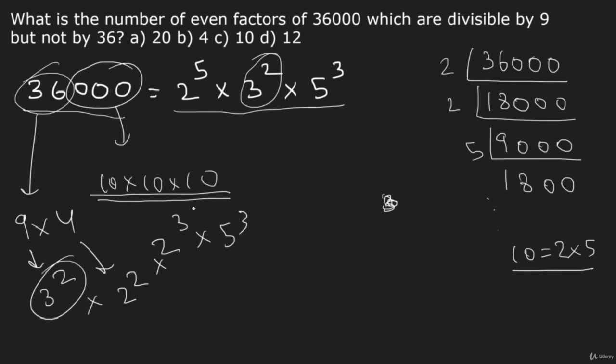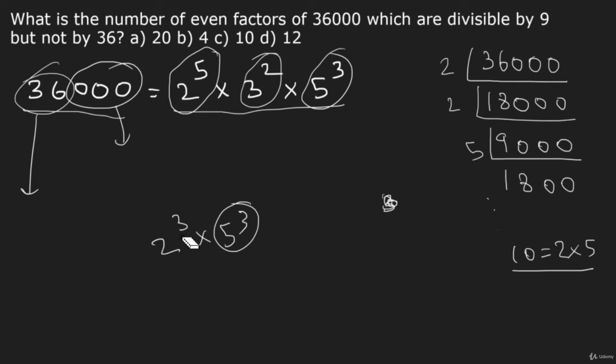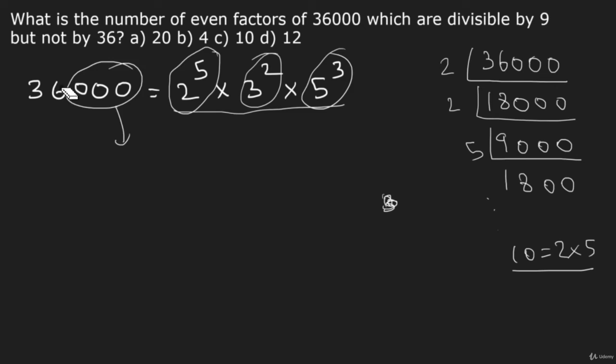2 square into 2 cube will give you 2 to the power 5, that's what you have over here, and you have 5 cube over here. All right, now that was just a quick side note on how you can do the prime factorization in a faster manner. Now let's move on.